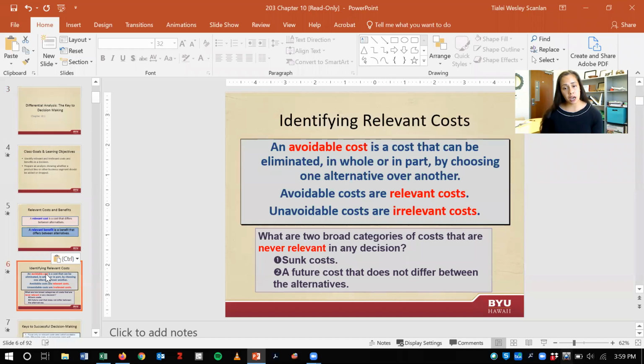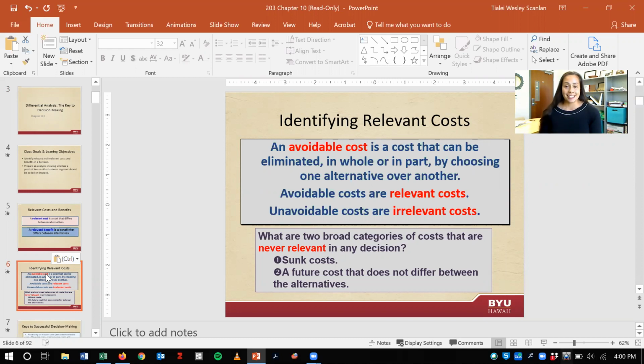And an avoidable cost is a cost that can be eliminated in whole or in part by choosing one alternative over another. So if you can avoid the cost, it's going to be relevant. If you can't avoid it, if it's unavoidable in both situations, then it's not going to be relevant. And some of the costs that are never relevant are sunk costs and a future cost that does not differ between the alternatives.